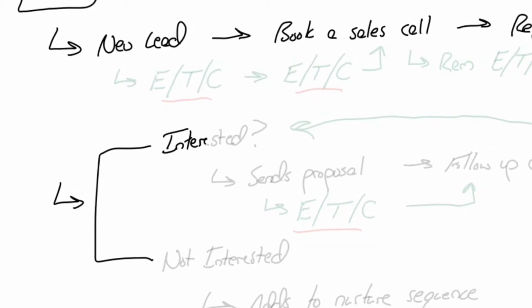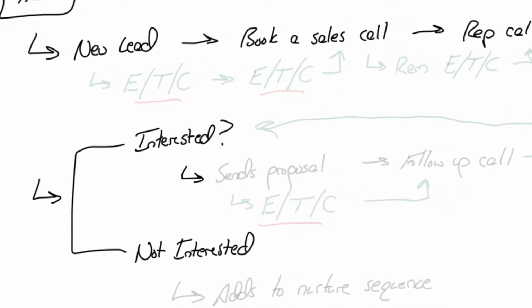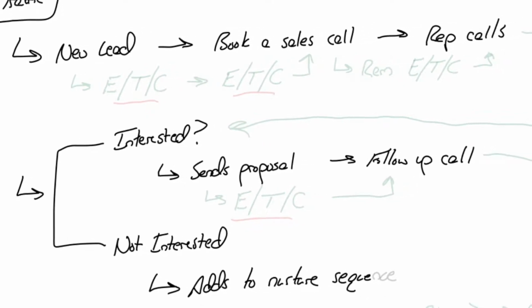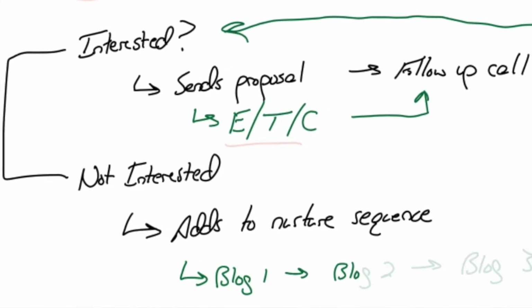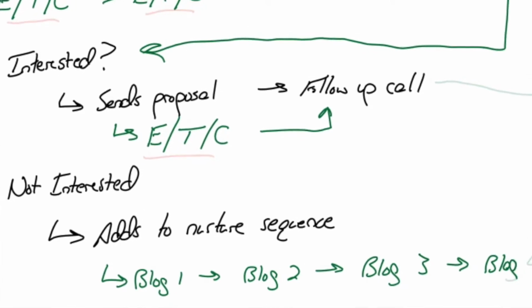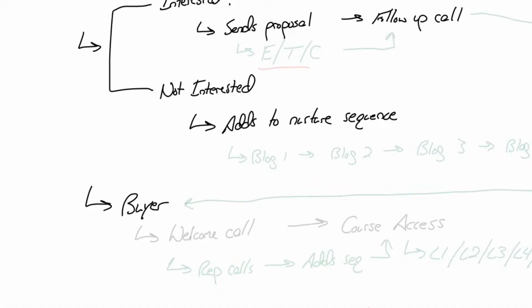Then the next campaign would fire if they're interested in what it is you have to offer. And if they say that on the phone, they say yes, you send them a proposal, whatever. Or if they're not interested, we still want to keep them engaged, so we add a nurture sequence. The nurture sequence would be block 1, block 2, we're sending them emails and stuff to keep them engaged. And if they are interested, then of course they become a buyer. They pay you money, they become a buyer, and then they're off in their fulfillment sequence. So they go through a welcome call, they have course access.